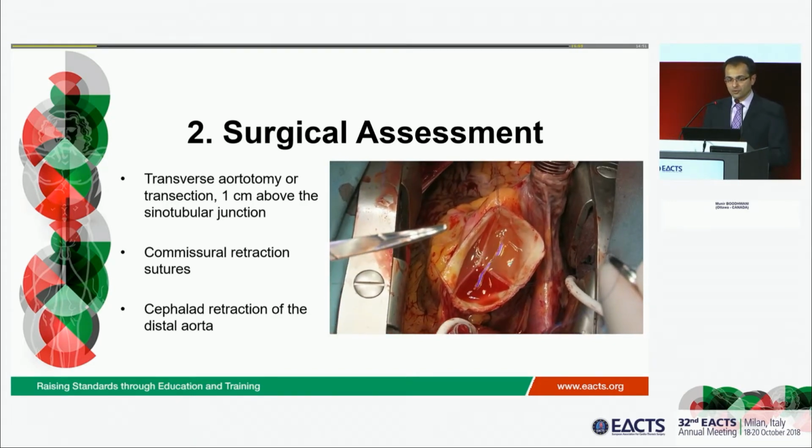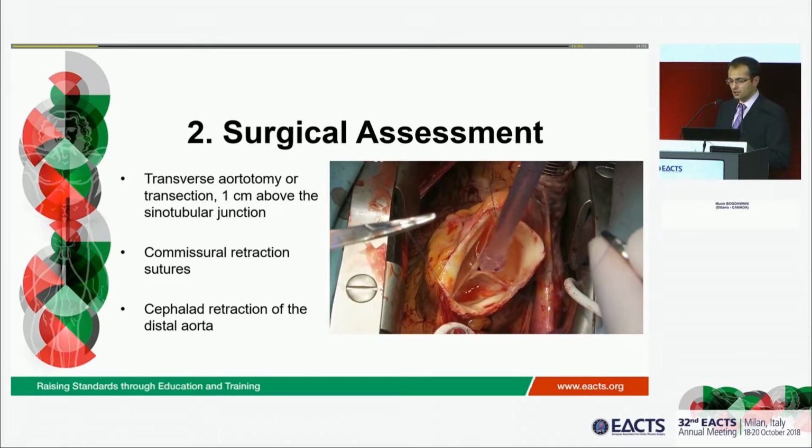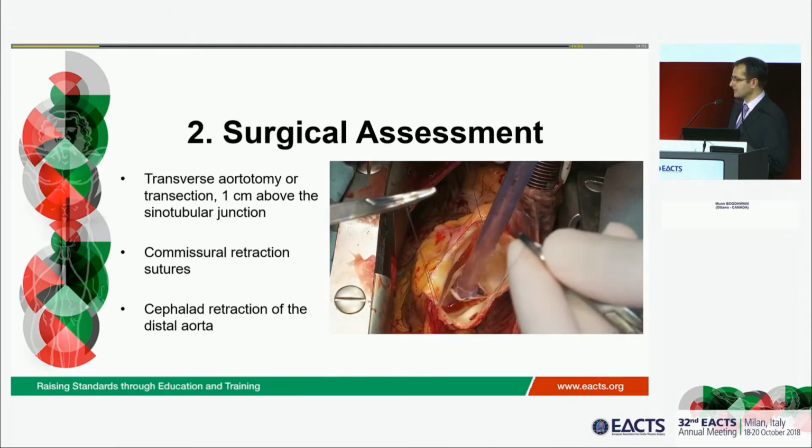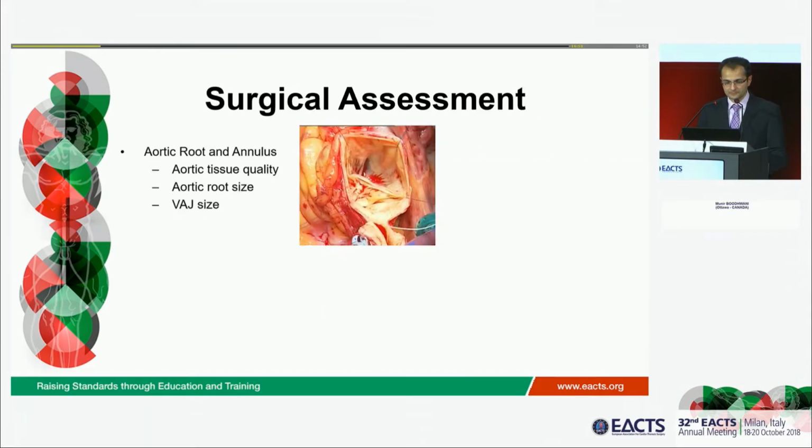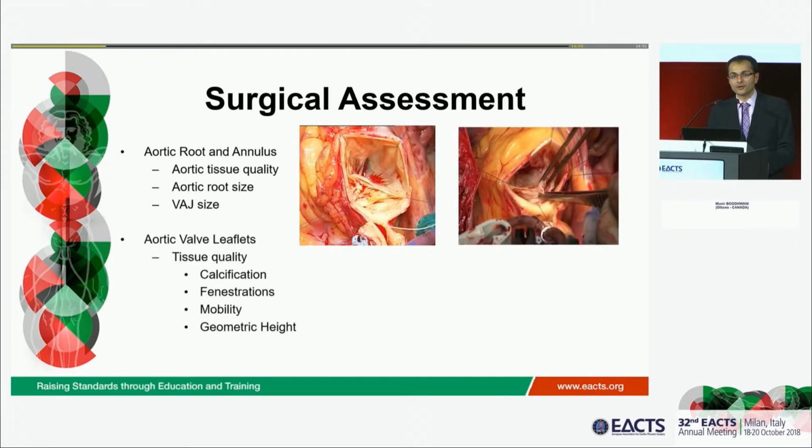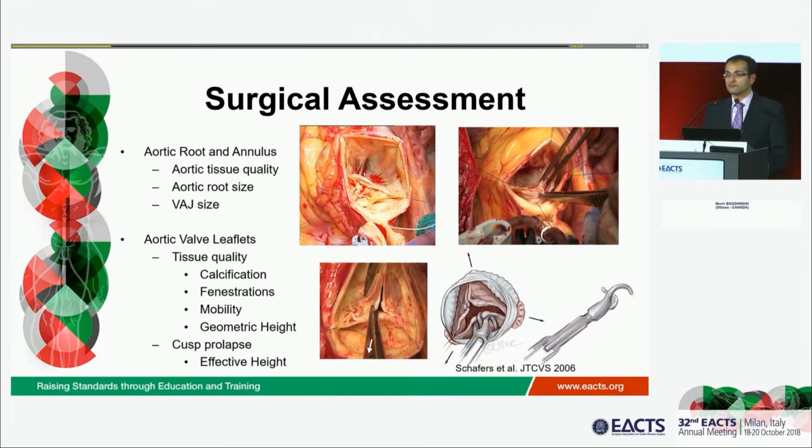With upward or radial or axial tension on our commissural sutures, we're able to mimic a distended aortic root and assess the valve leaflets. When we're assessing the valve, we're looking at aortic root and annulus, tissue quality, aortic root size, and size of the ventricular aortic junction. And we're looking at the aortic valve leaflets, focusing on tissue quality again, presence of calcification, fenestrations, mobility of the leaflet, and geometric height. We're also looking for clues to cusp prolapse. And in this area, the effective height caliper developed by Dr. Schaefer's can be a really useful tool in addition to visual assessment.